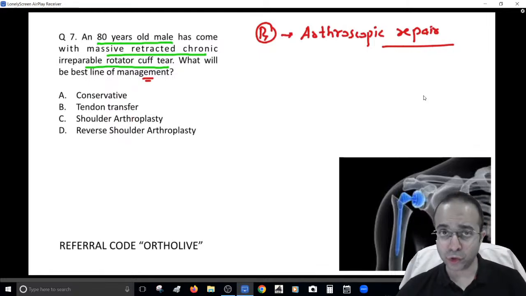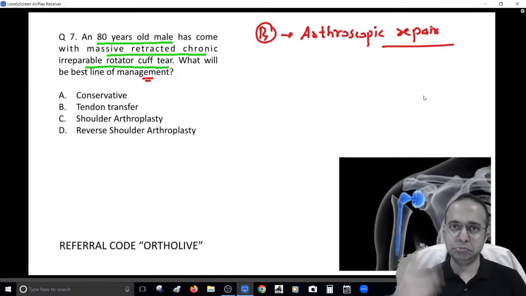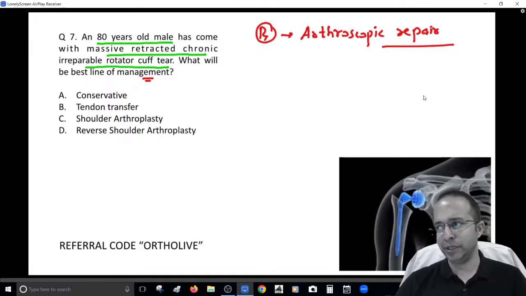Shubham says a shoulder arthroplasty. Neha says leave it conservative because the patient is 80 years old. Who is going to see this man? Come on, you cannot neglect old people. They also have a life.